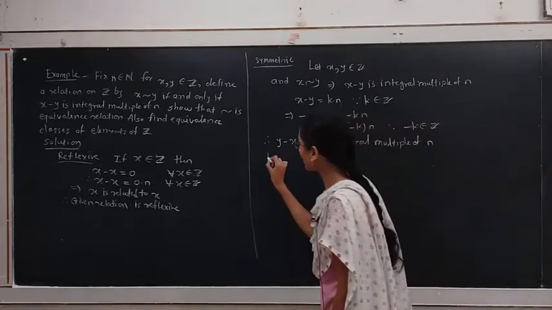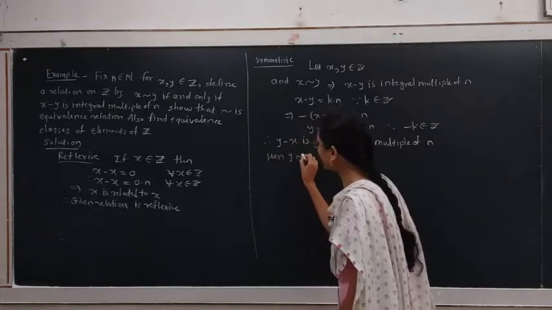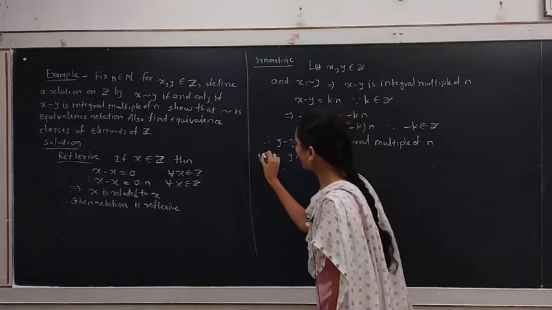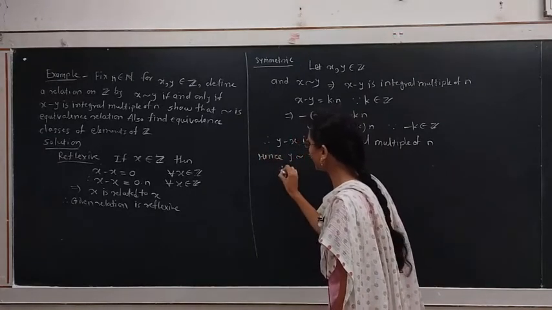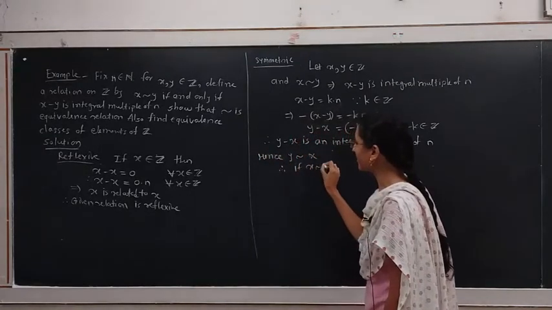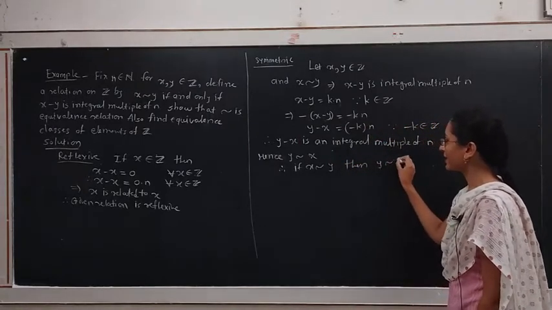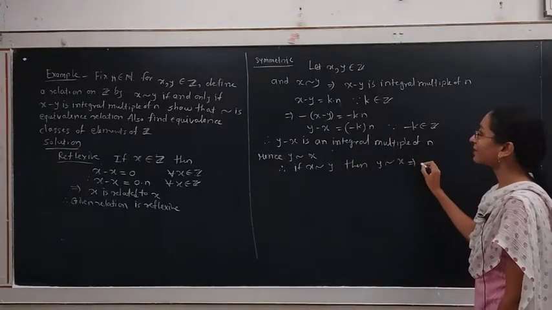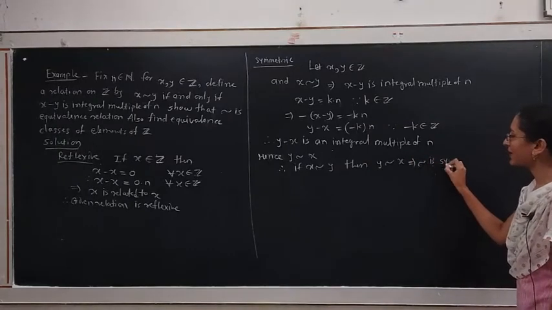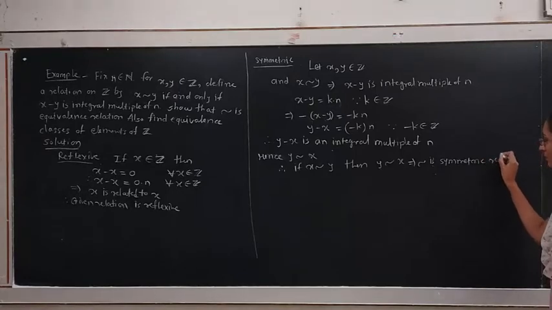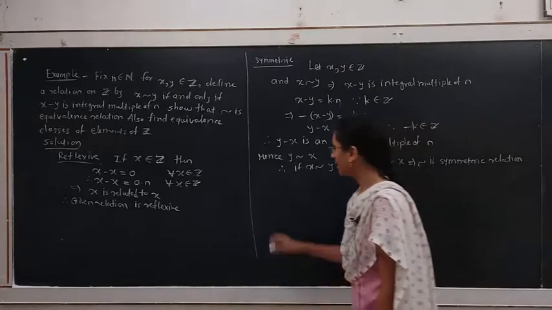Hence, y is related to x. Therefore, if x is related to y, then y is related to x. This implies this relation is a symmetric relation. Now we see, is it transitive?